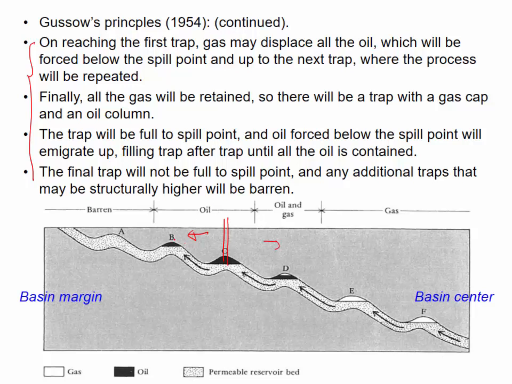So if your first well was here, and the trap was not fully charged to the spill point, then you can guess that the A trap will be barren, and the B or the C trap will have more hydrocarbon accumulation you can find. Right? So this kind of concept can be used to determine where to drill, depending on what you find in the traps in the surrounding or neighboring area in one basin.